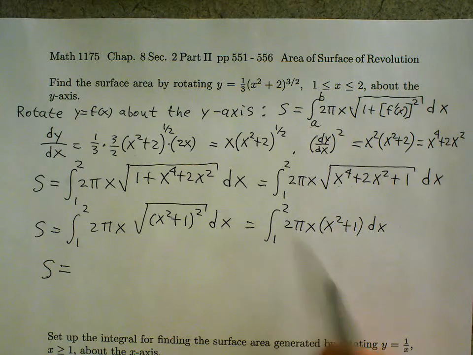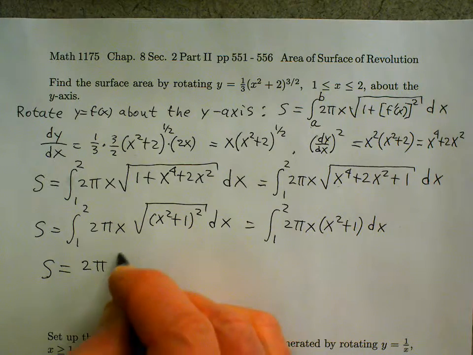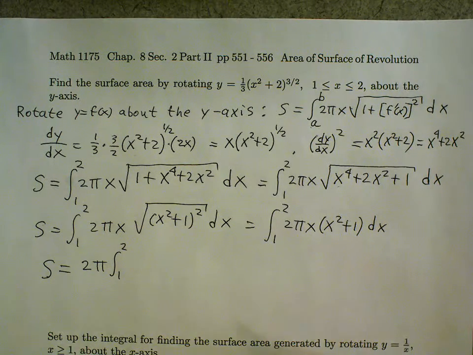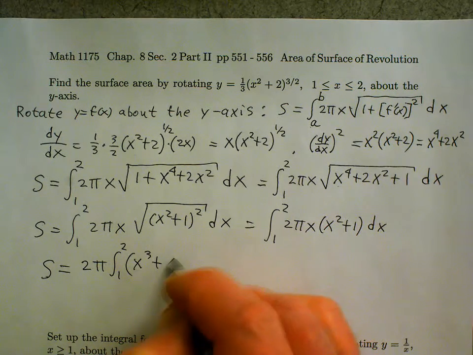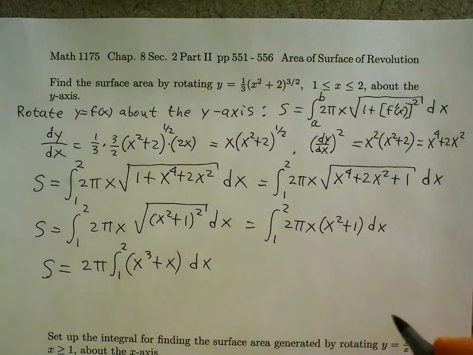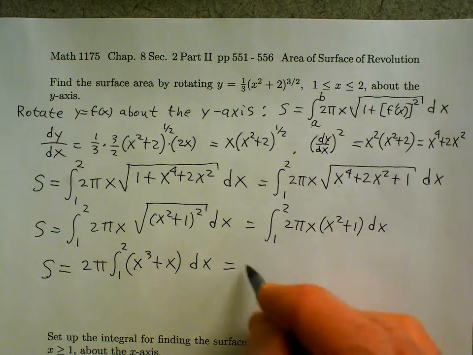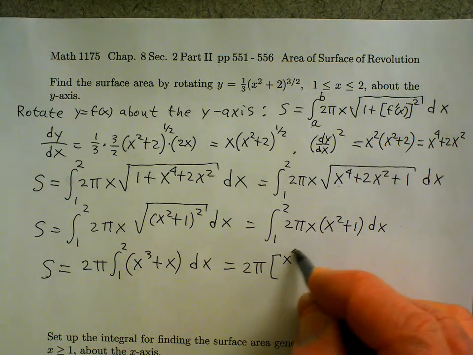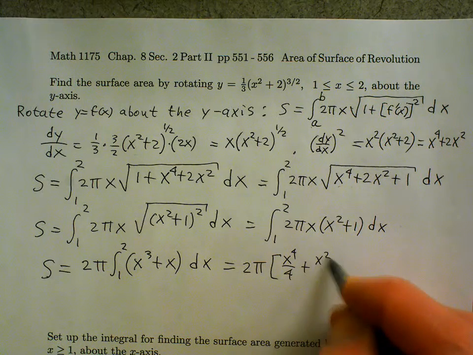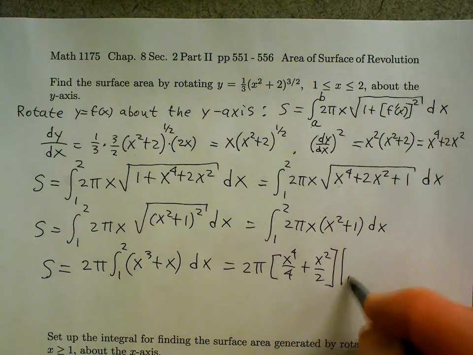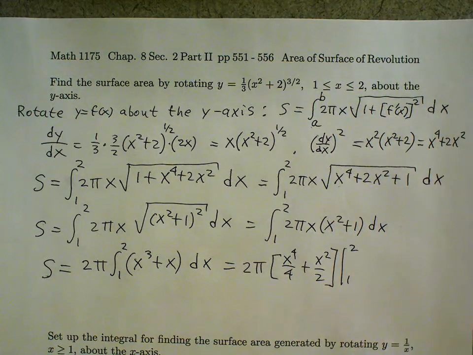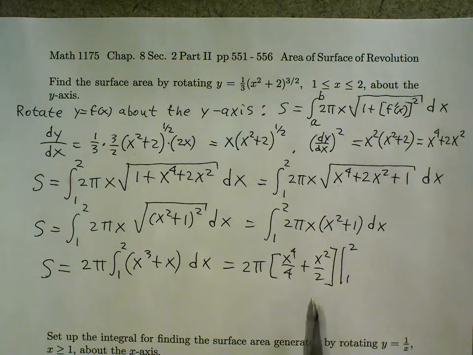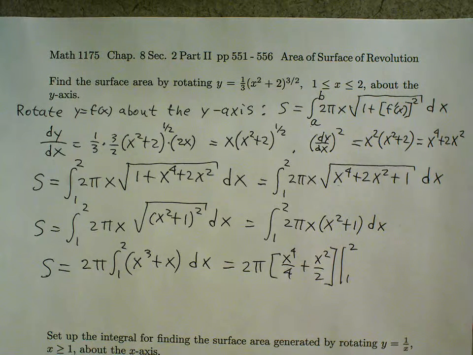The constant 2 pi, I'll bring that out front. And our integrand is x to the 3rd plus x. And an antiderivative, x to the 4th over 4 plus x to the 2nd over 2, evaluated from 1 to 2. I'll leave the rest of that for you to do so that we can spend a little more time on the last example.